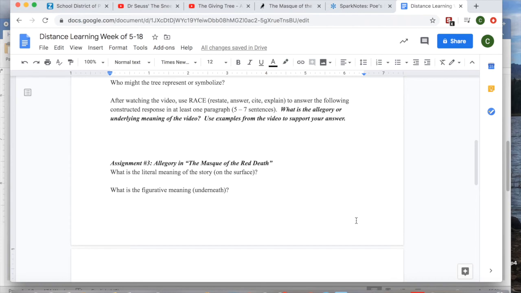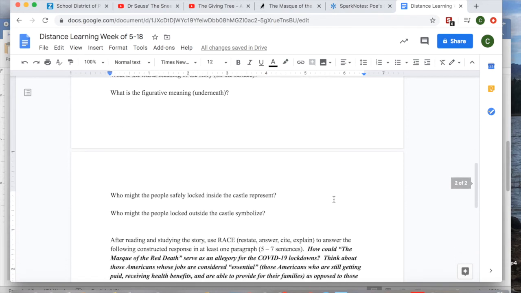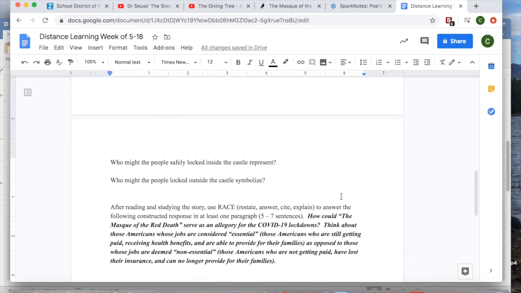We're trying to look at this, but in a way, it is applicable to what is going on in today's society. What is the literal meaning of the story? Okay, what is the figurative meaning of the story? What's it about underneath? What could be a secondary meaning? And I want you to answer these 2 questions.